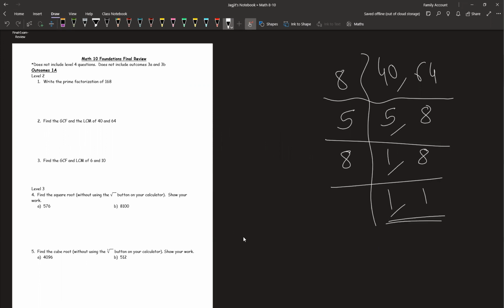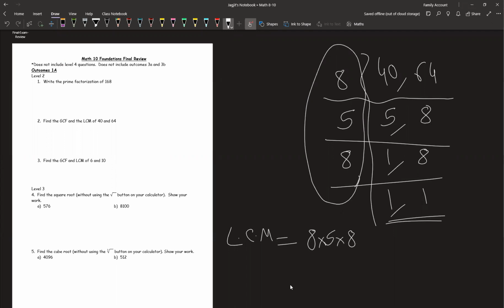And now to find your LCM, you will multiply all of these numbers. So it would be 8 times 5 times 8. Okay? So we can do 8 times 8 first, which is 64. 64 times 10 would have been 640. Half of that is 320. So your LCM is 320.